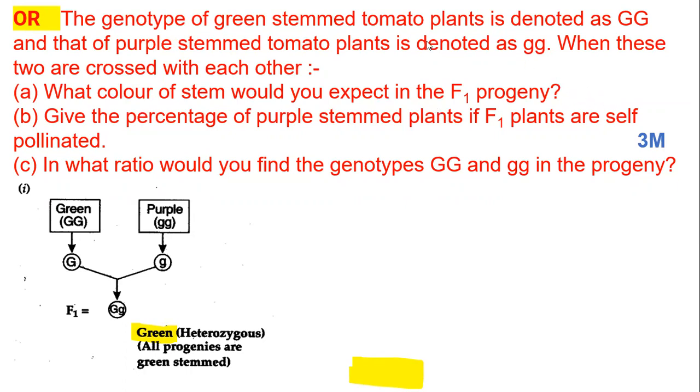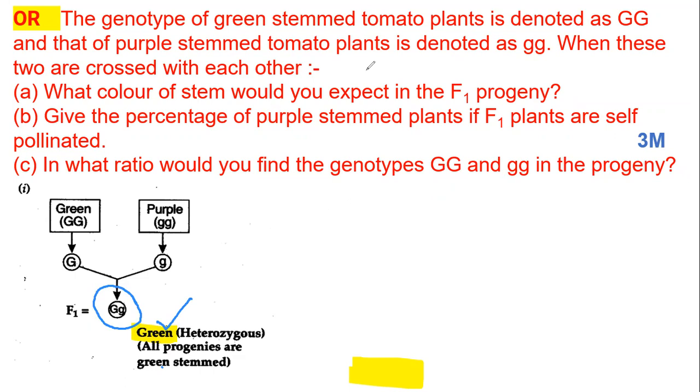Yes, in the F1 progeny, all will exhibit the dominant character. You know that all the dominant characters are going to be exhibited in the F1 generation. So here, green color stem tomatoes. Green color stem is a dominant character. That's why only the green color is exhibited by the F1 generation.